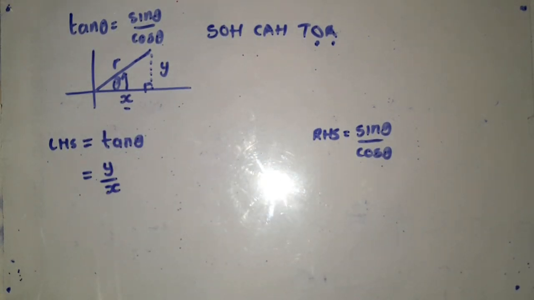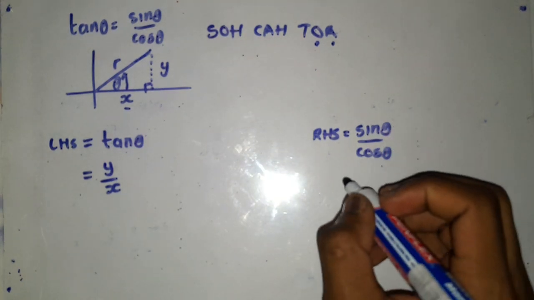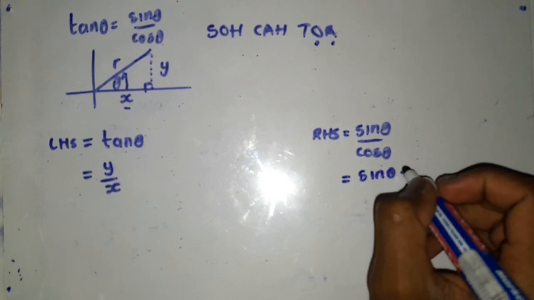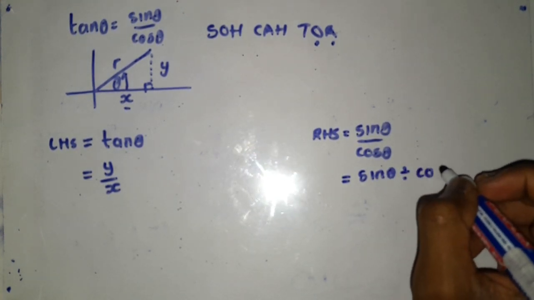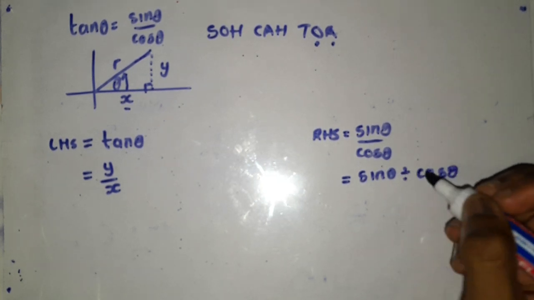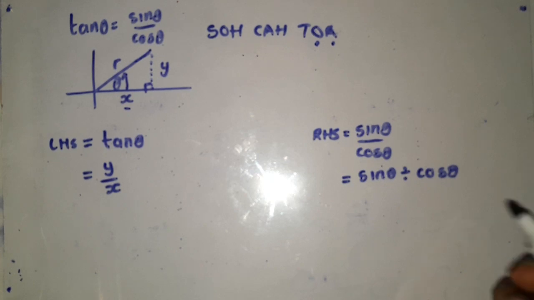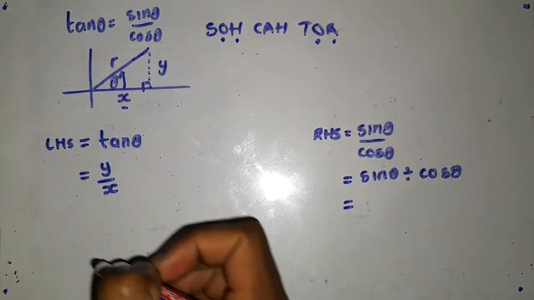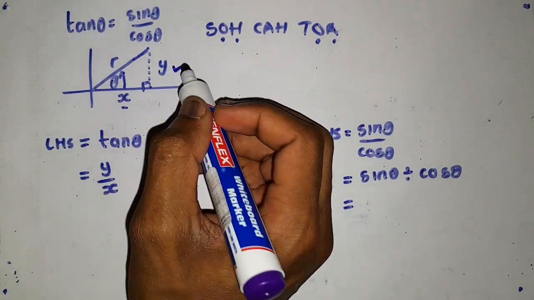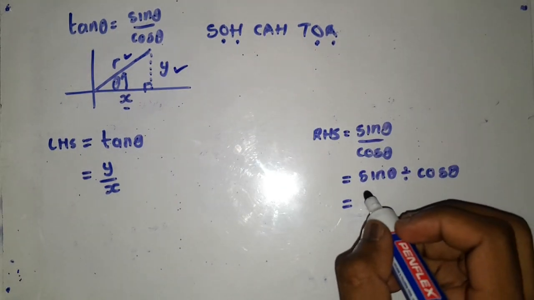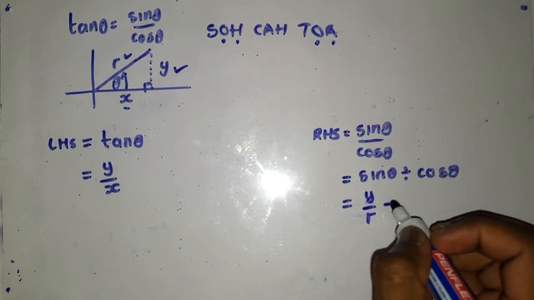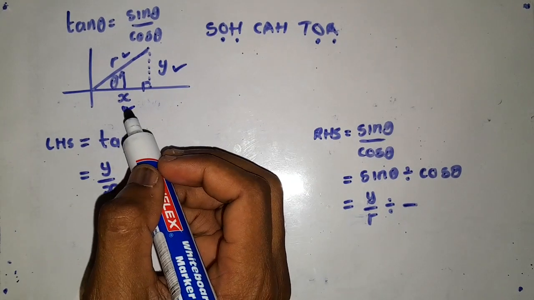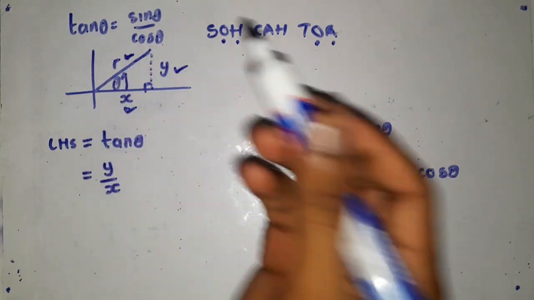Then, as for this one, I'm going to write it like this, because it will be much easier for us to visualize. Sine theta divided by cos theta. We know that sine is opposite over hypotenuse. Our opposite is y, hypotenuse is r. We write y all over r, divided by our cos, which is x over r.